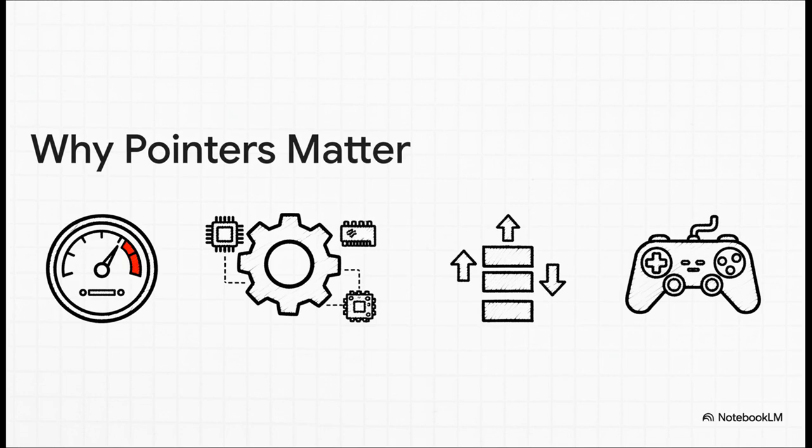And this is precisely why that control matters so much. It's what allows developers to build extremely high-performance software. We're talking about the guts of operating systems, the device drivers that make your hardware work, and the graphics engines in demanding video games. By manipulating memory directly, programmers can cut out the middleman and squeeze every last drop of speed out of the machine.